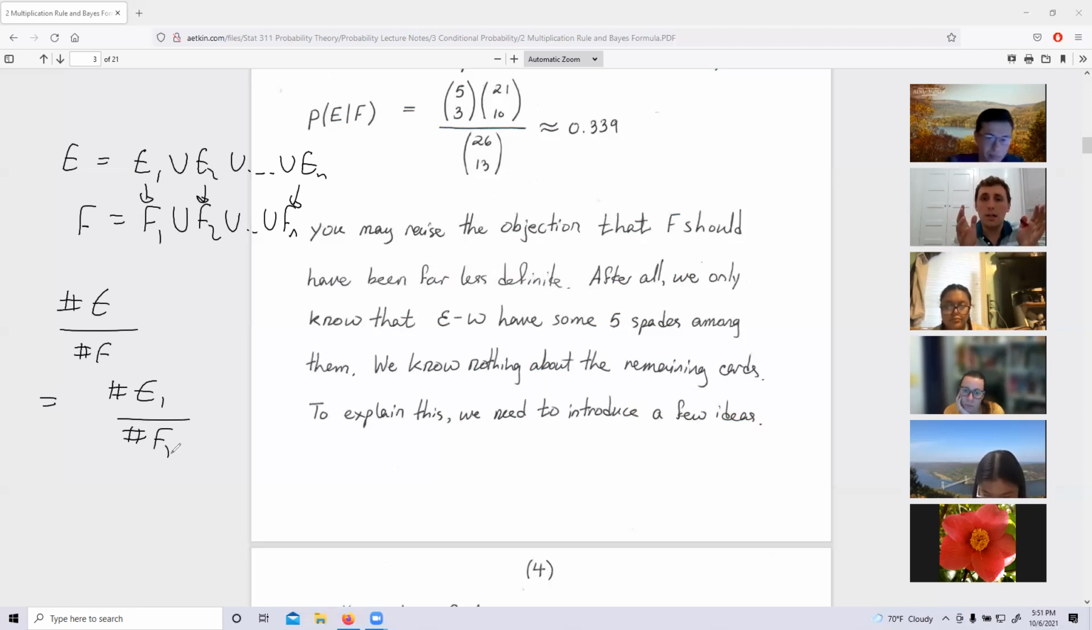Right? So E is 3 spades, but 3 spades among which 26 cards? Am I in the cluster of universes F1 or F2 or F3 or Fn? And then I have a specificity E1, E2, E3, etc. Right? And because the subcluster E is a subset of F in such a way that each subcluster in E is inside of a subcluster of F. That is what I mean by a subcluster here. Okay, I'm hoping that this makes good sense to you.